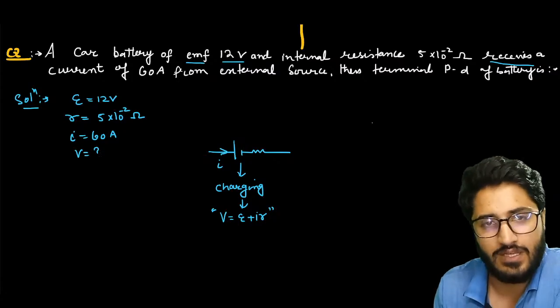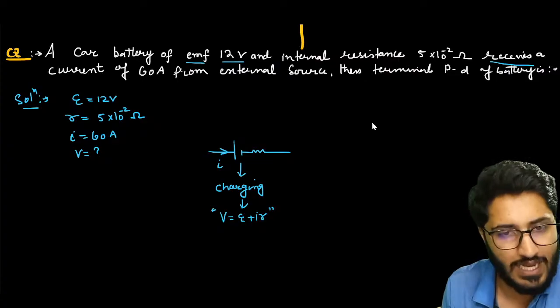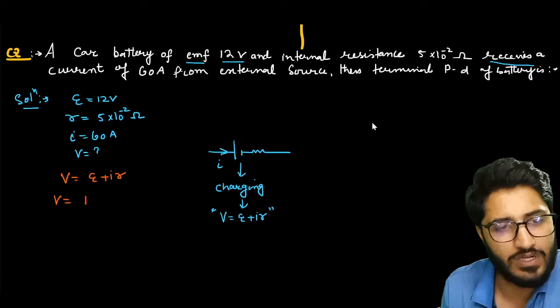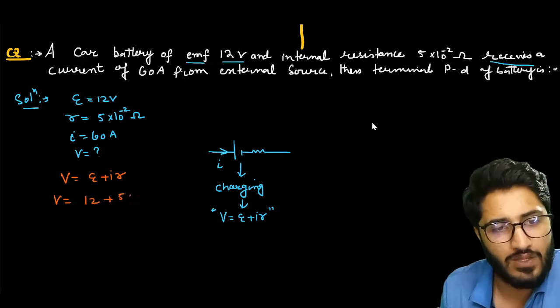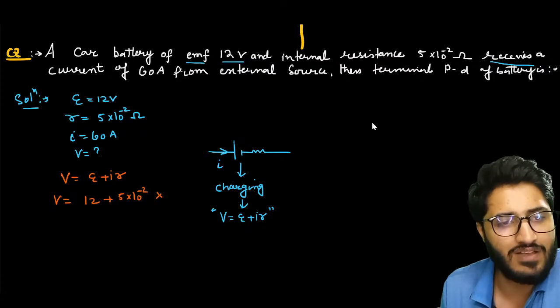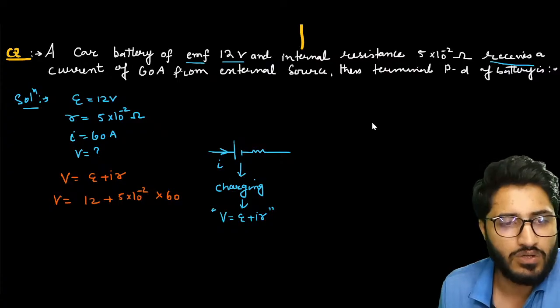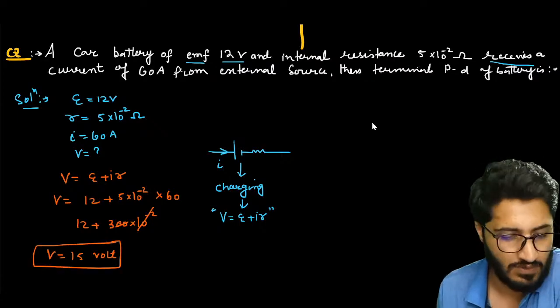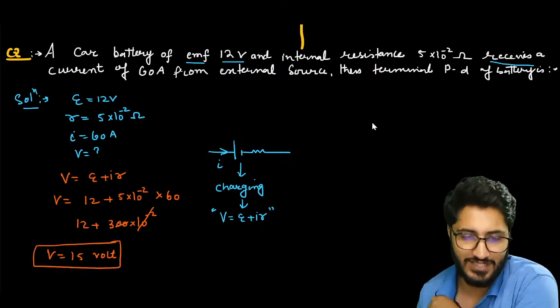Clear now? So which equation you need to use? We know that V equals E plus Ir. E is 12, r is 5 into 10 to power minus 2, and I is 60. So I will write 12 plus 6 5s are 30, that is 300 into 10 to power minus 2. These two cancel out. So V came out to be 15 volt. Yes, charging, 15 volt.